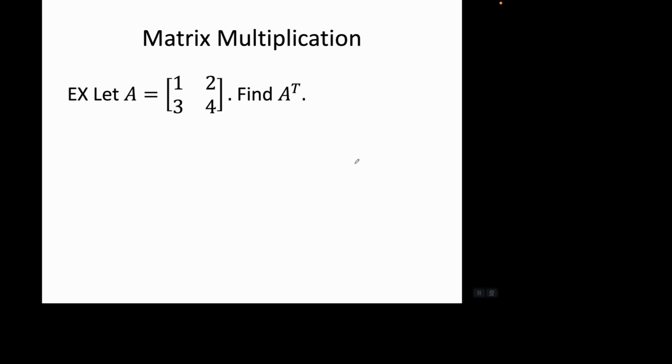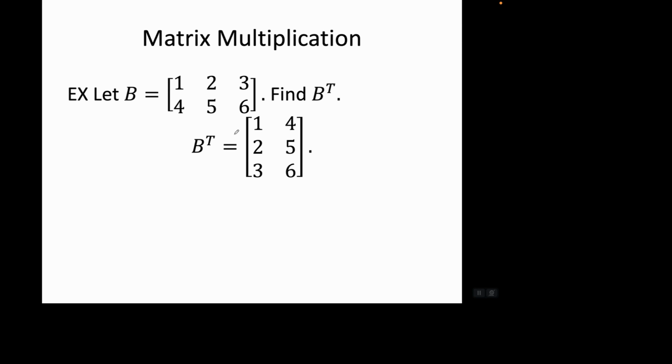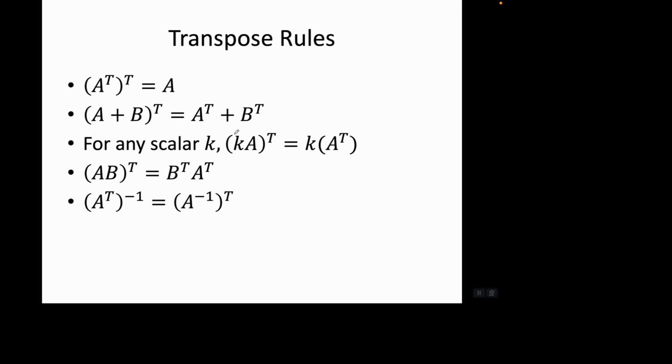So let A equal [1 2; 3 4]. Find A transpose. Again, A transpose is what you get when you interchange the rows and the columns of A. So the columns become the rows. A transpose is [1 3; 2 4]. Let B equal [1 2 3; 4 5 6]. Find B transpose. The transpose of a 2 by 3 matrix is going to be a 3 by 2 matrix. That's what we end up with.